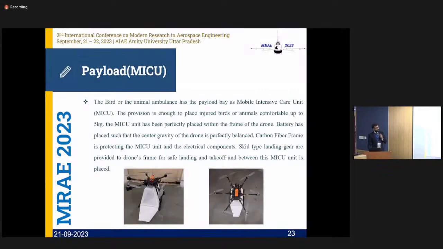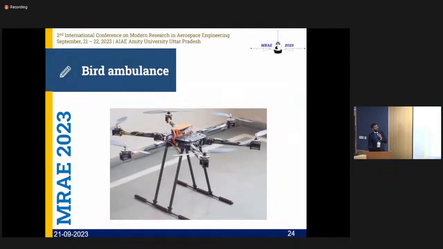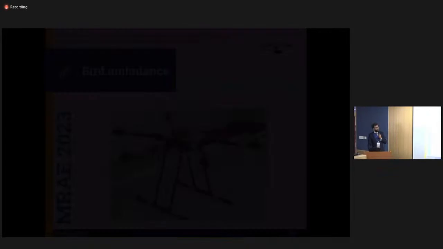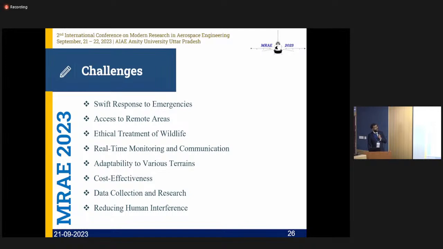So this is the payload box in which we will be able to carry the animals. This is the final product. So this is the result. We are able to operate it in a very comfortable position. So 30 minutes we have flown till now. The challenge is that we need to make it a little more cost effective.